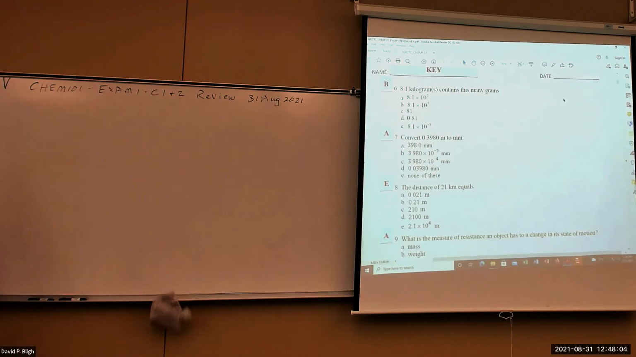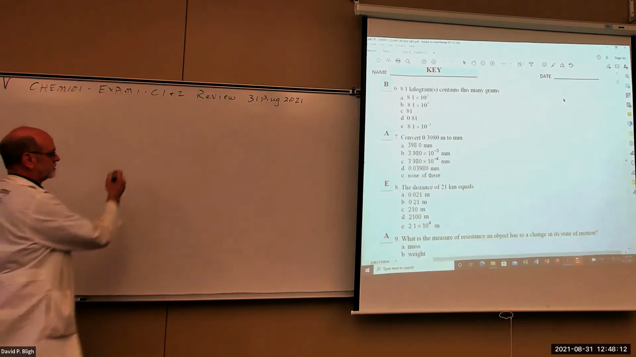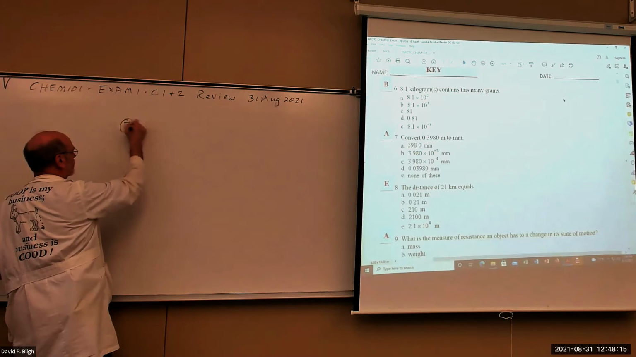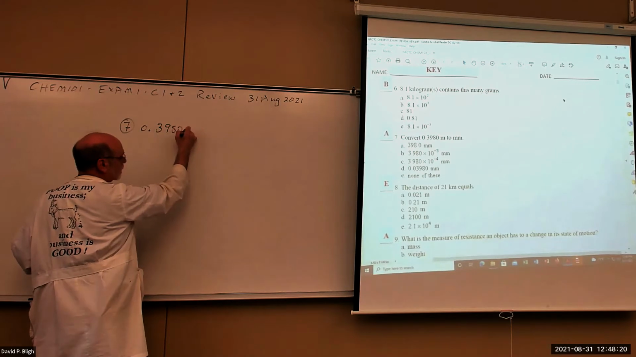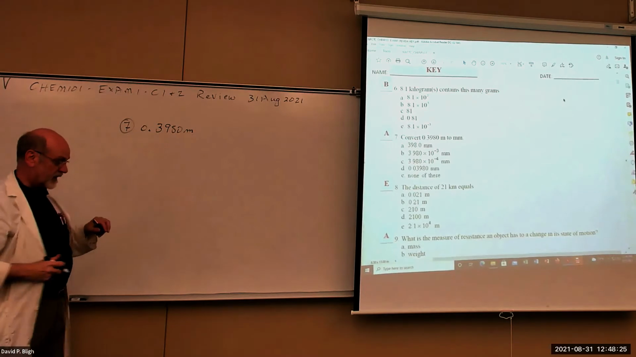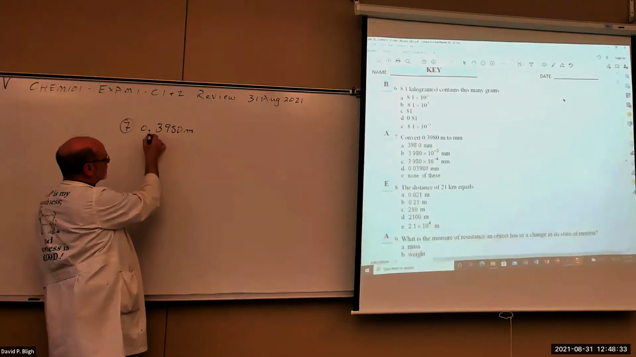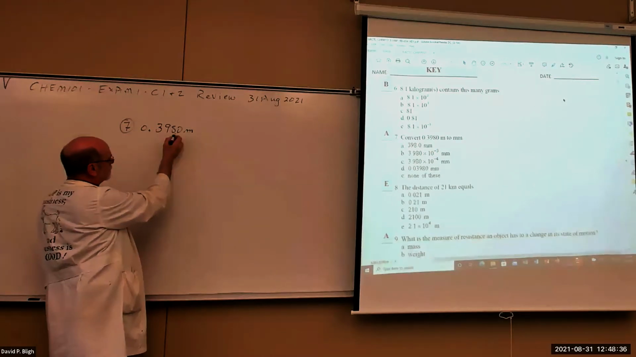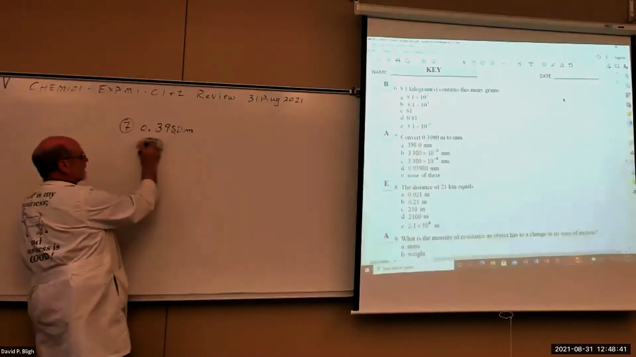Let's look at 7. Convert 0.390 meters to millimeters. Okay, so if we're going to extract milli out of this, we need to pull out 3 to the right. Excuse me, that's not right. I'd rather use dimensional analysis.